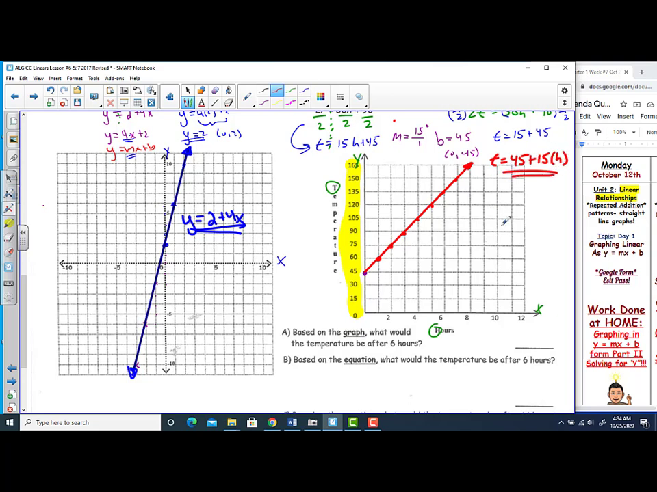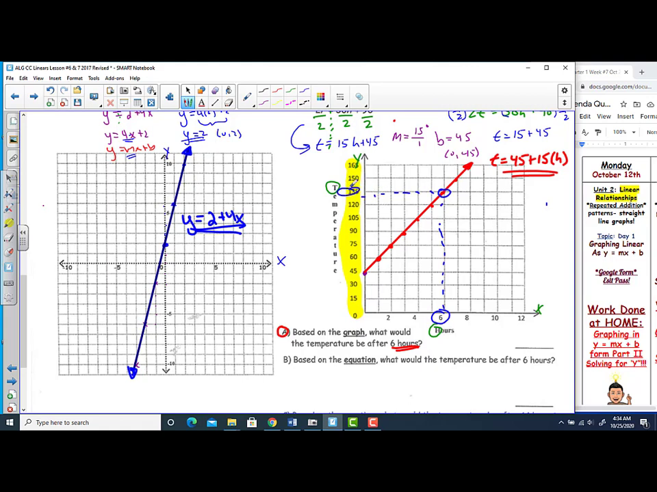You should always label your graph so people know what you're describing. In part A, it says, based on the graph, what would the temperature be after 6 hours? So based on the graph means we should specifically be making our observations from the graph. And going to the graph, we would identify where 6 hours are along our x-axis. We would follow that up to our prediction line.